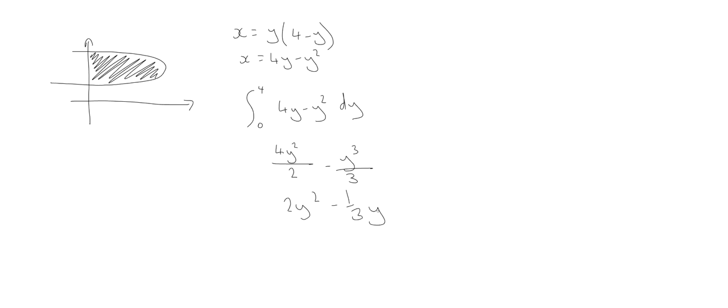Now what I need to do is put in my numbers, 4 and 0. Again, you should be able to tell that if I put 0 into this, it's all going to cancel out to 0 because there are no constants, so I don't need to bother with 0. I just need to put in 4. So I'm going to say 2 times 4 squared minus 1/3 times 4 cubed. And if I type that into a calculator, I get 10 and 2/3 units squared. That is the area bound by the curve and the y-axis this time.